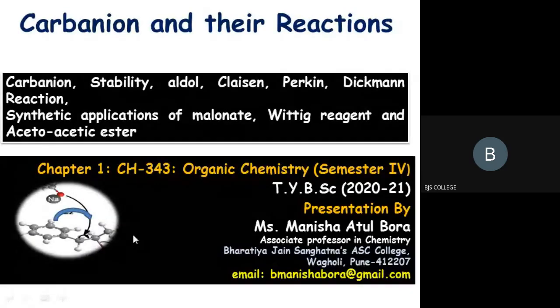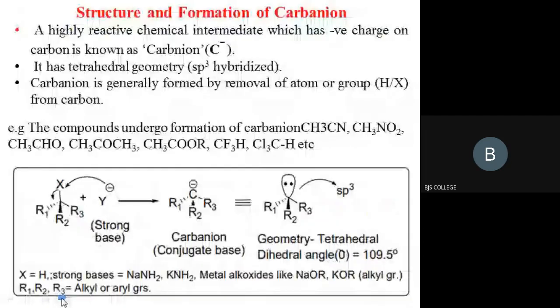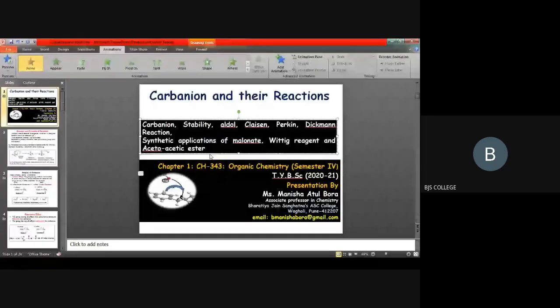So what is carbanion? Obviously we know that a carbanion is a carbon which carries negative charge. So carbanion is an anion of carbon. That is what we can say, that it is an anion of carbon.